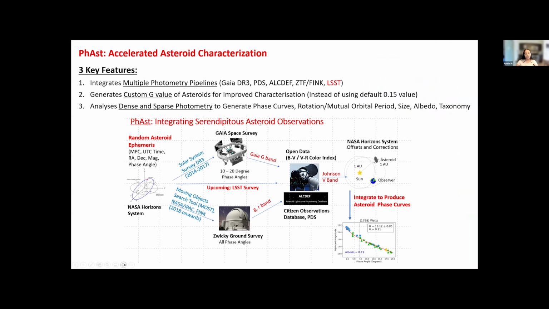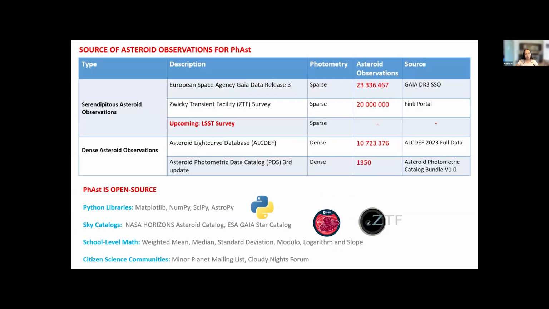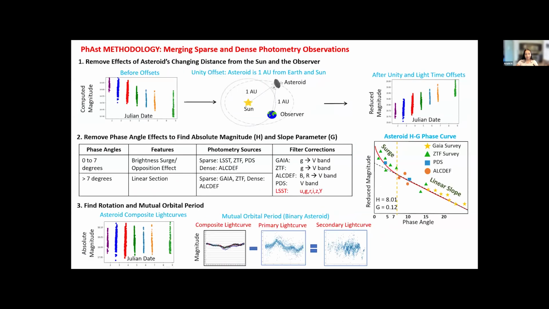the asteroid. So here you can see a flowchart of how I'm combining data from space surveys, ground-based telescopes like ZTF, and LSST will definitely be coming in this flowchart once it comes up. So for sparse observations, I use the Gaia Space Telescope, I use the ZTF survey, and in the future, I'll be using the LSST survey as well. For dense observations, I use the mix of the asteroid light curve database by citizen scientists, as well as the asteroid photometric data catalog. And my whole algorithm PhAst is open source, and I used everything from open Python libraries, the open sky catalogs, and open communities while creating the algorithms.